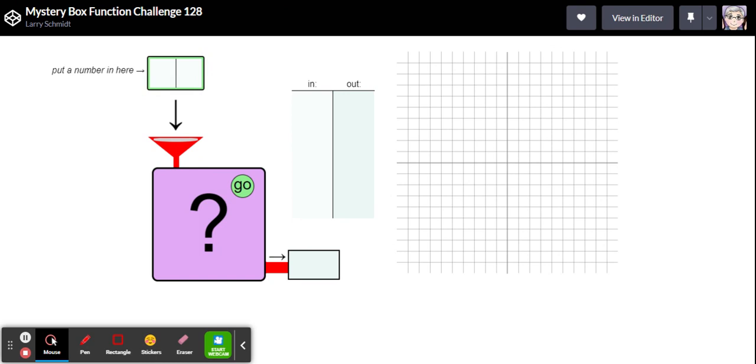Alright, let's begin. I'm going to put in a 0. Okay, so 0 gives us 3. How about a 1? 1 gives us 4. Okay, maybe this is the line f of x equals x plus 3. How about a negative 1? It's definitely looking linear, although maybe it's cubic. Let's put in a negative 2.